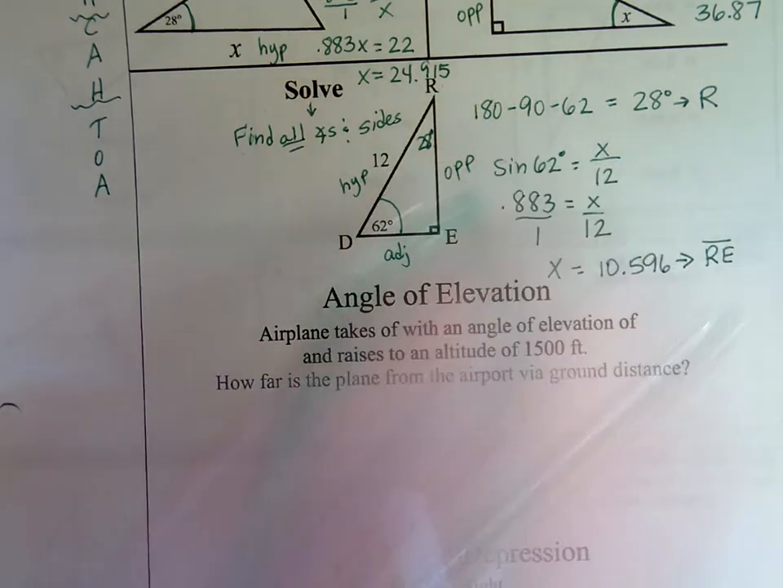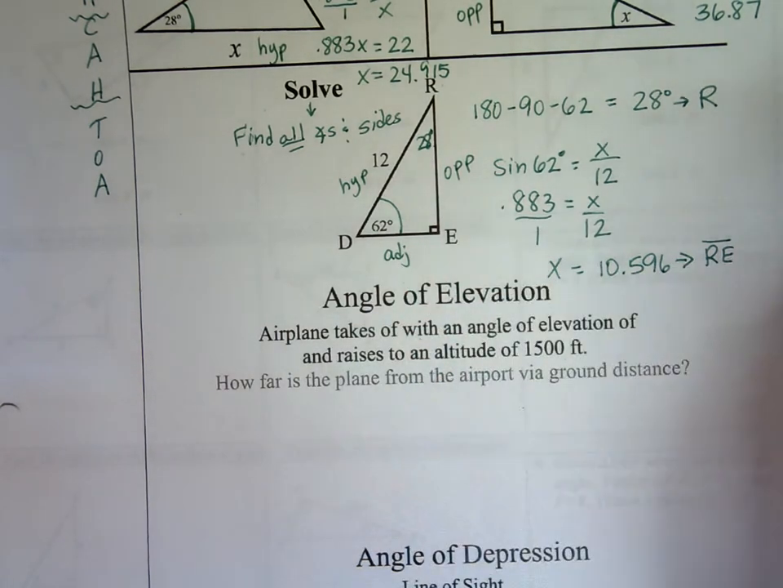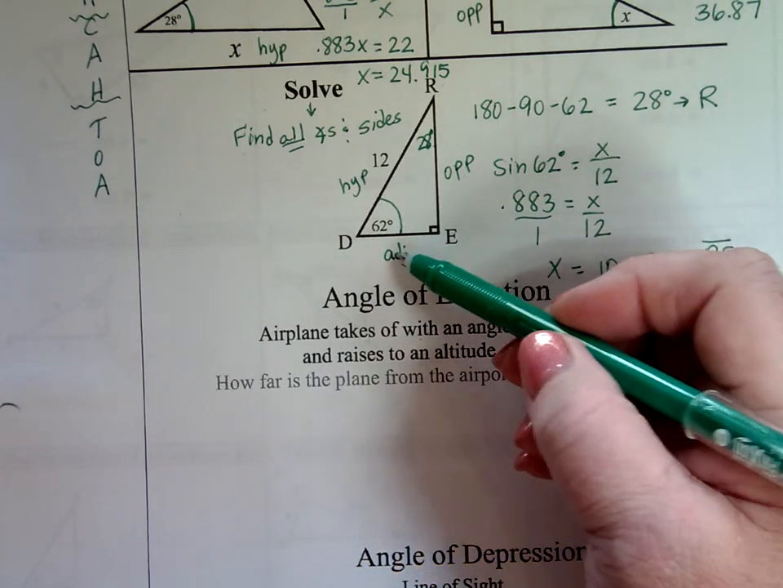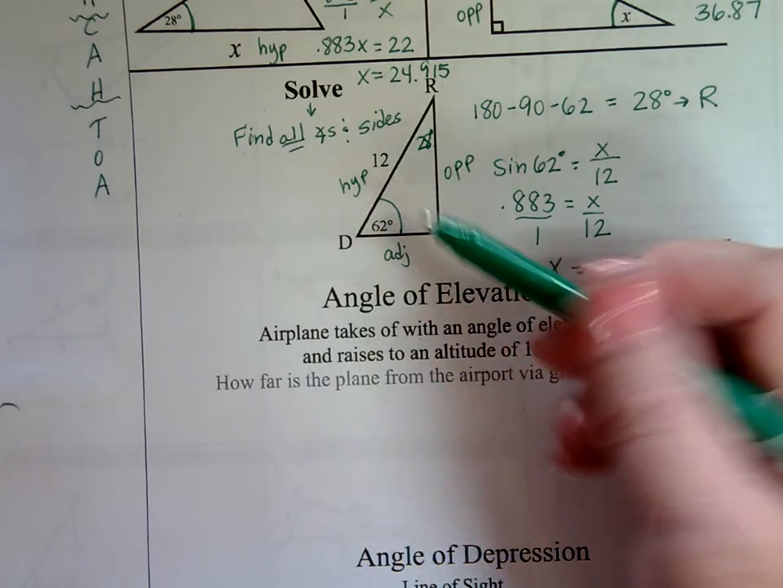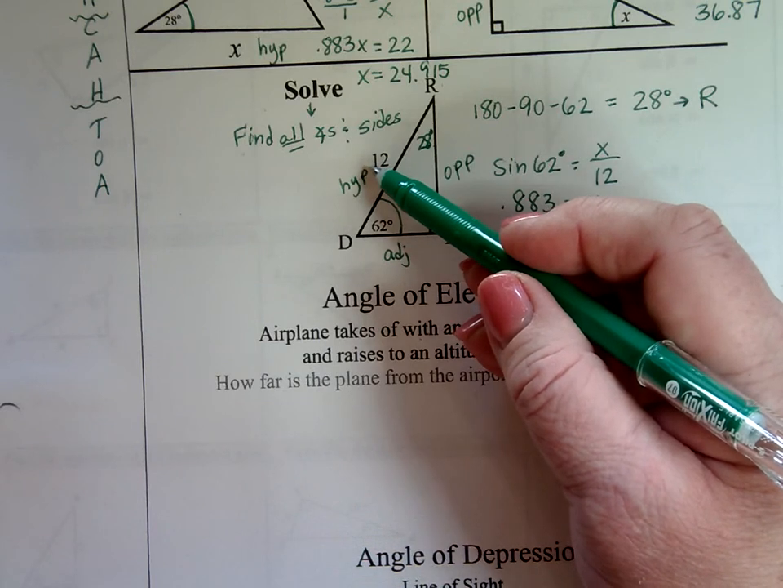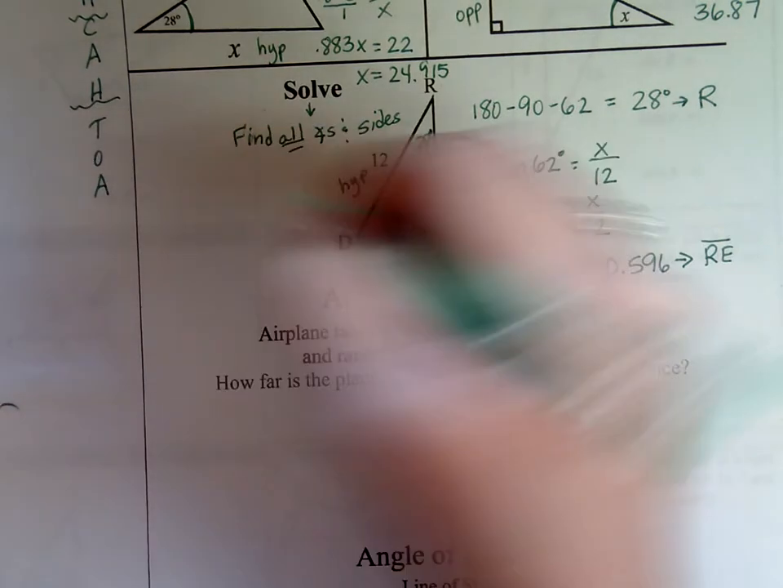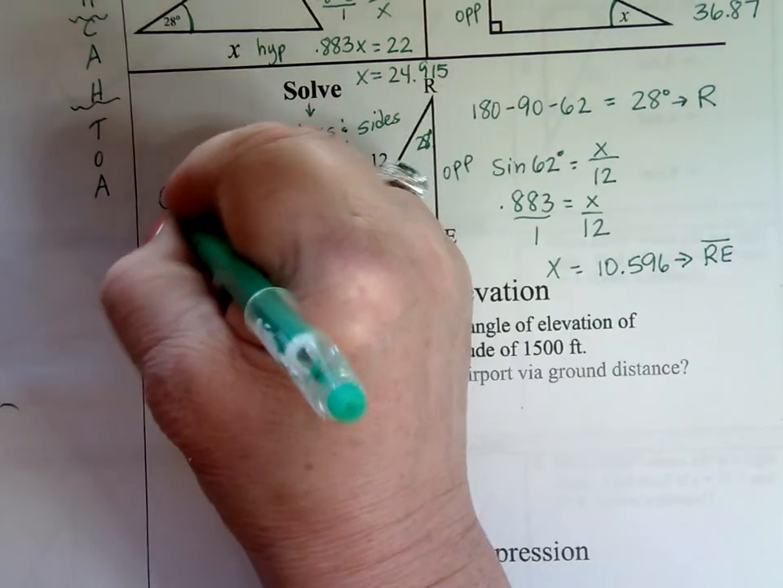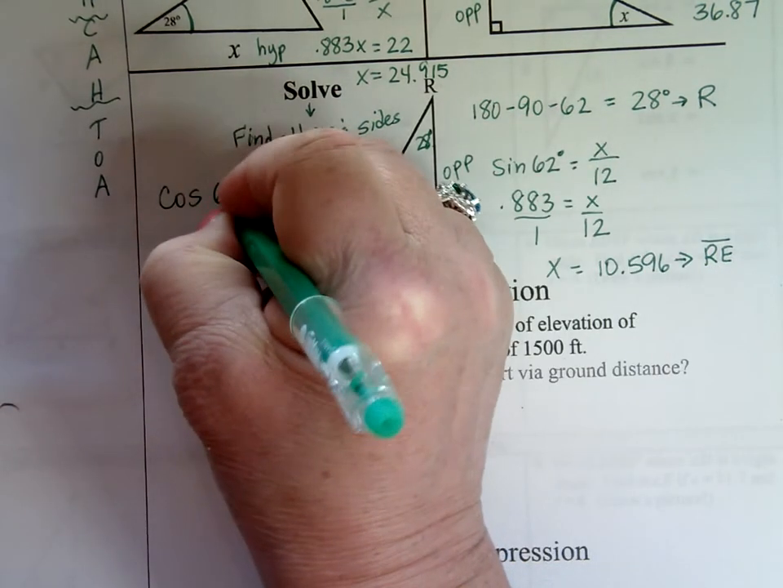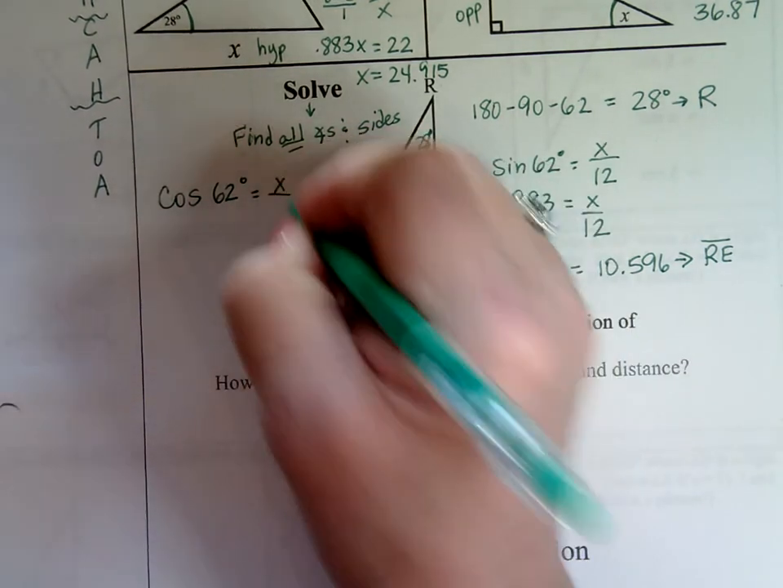Now I have two choices to be able to find the adjacent side. Actually, I have several choices. Adjacent and hypotenuse, that's probably the way that we'll go. Let me do that and then I'll come back and give you some other options. This one, adjacent and hypotenuse, is cosine. So the cosine of 62 degrees is the adjacent x over 12.